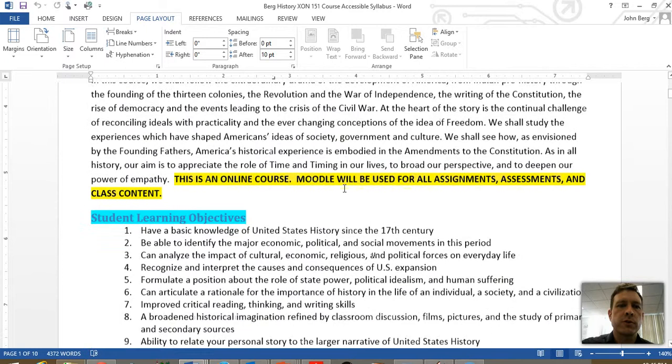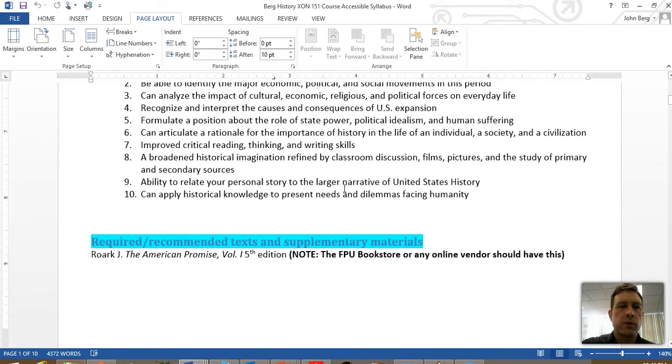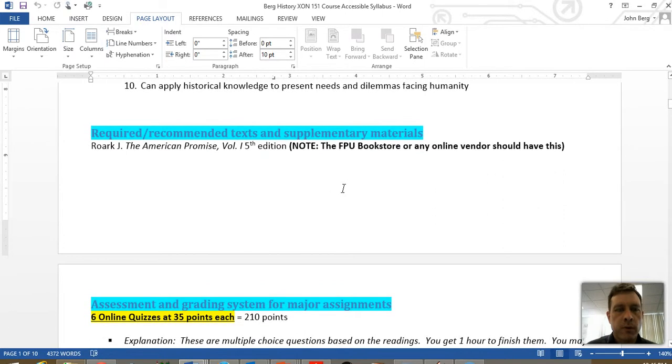This is the course description. You can read that on your own time, so you can read the learning objectives too. The book for the course is called The American Promise, Volume 1, 5th edition. You can get these at any online bookstore as long as it's James Roark, The American Promise. It's going to be very important to this class.